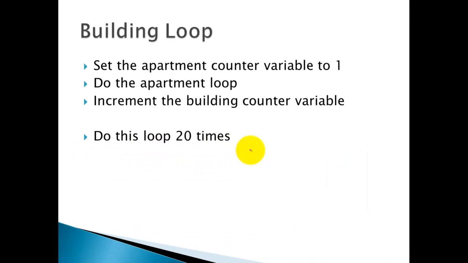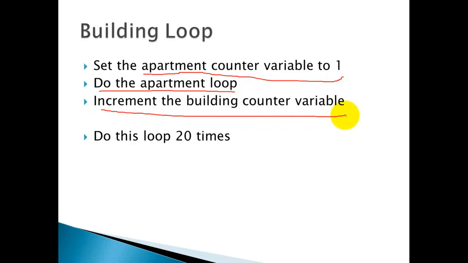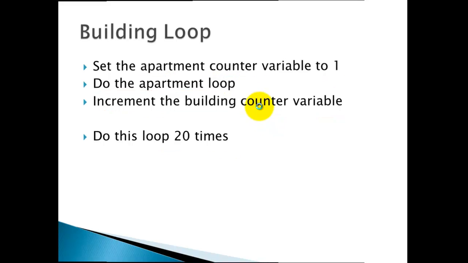The very first loop is the building loop. And notice one of the first things you do is set the apartment counter variable. That's the sentinel value for the apartment loop. And then we do the apartment loop. When we're done doing the apartment loop, make sure you increment the building counter variable because we want to step through the loops again. And of course, we'll do the building loop 20 times.